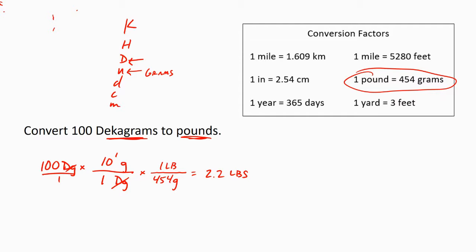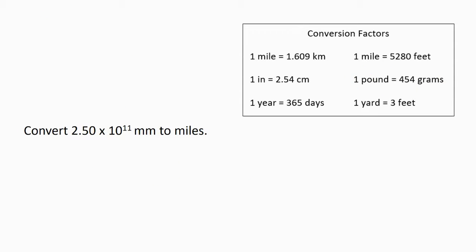All right, let's look at another example here. This one uses scientific notation: convert 2.5 times 10 to the 11th millimeters to miles. So we have 2.5 times 10 to the 11th millimeters, and we're trying to get to miles. Just like before, if we're trying to go from millimeters to something else, in this case it's a different system, and that does mean we need to use one of our system switches.